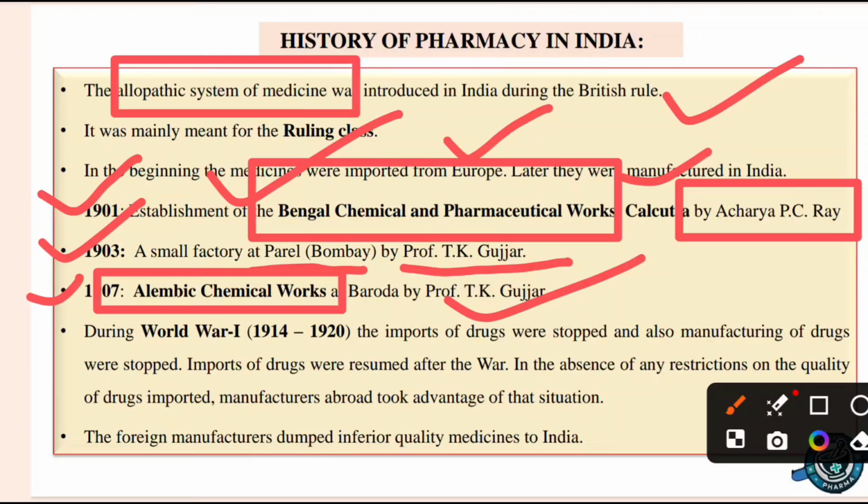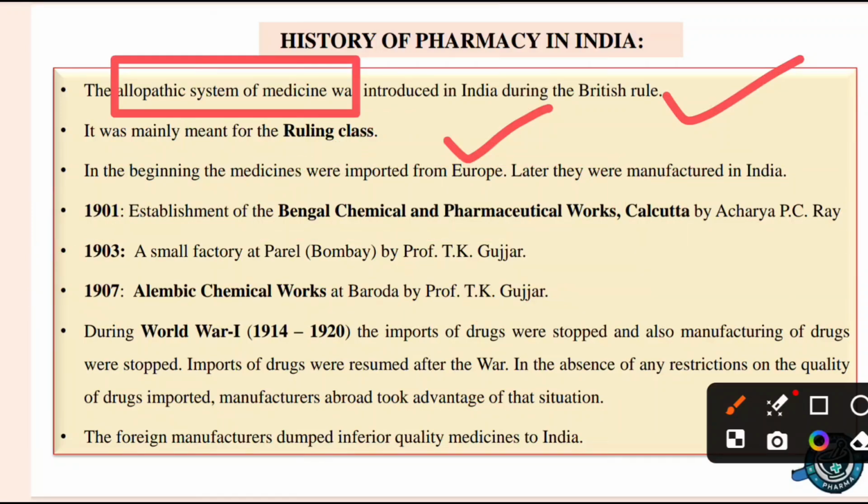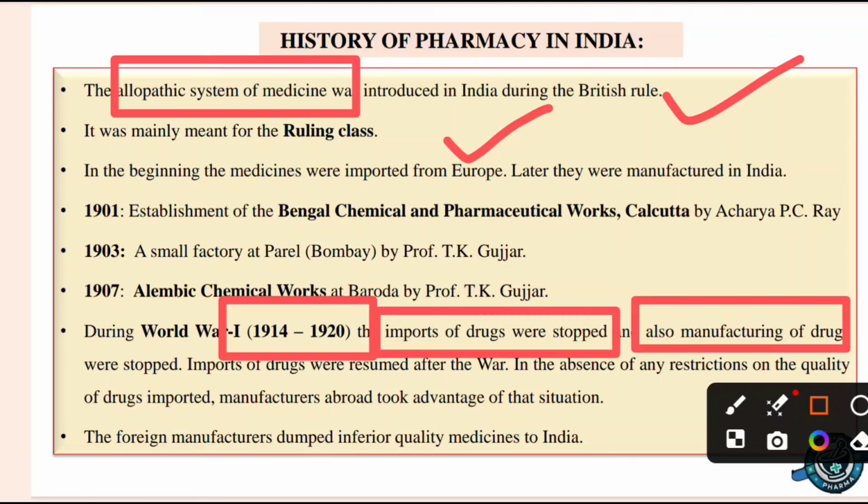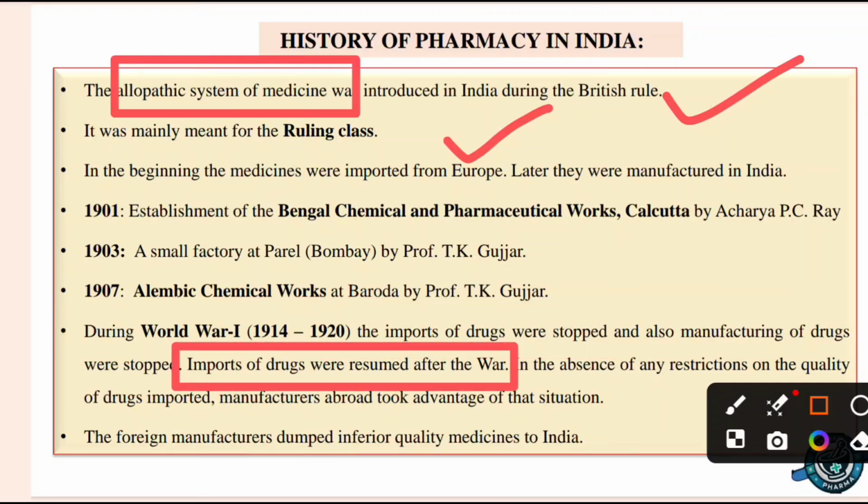After that, the First World War happened, from 1914 to 1920. Due to the First World War, our country faced many problems. Basically, it affected the pharmaceutical field. The medicines manufactured in India and those imported from other countries were all stopped. Import of drugs was stopped and manufacturing of drugs was also stopped. Clear? The import of drugs resumed after the war.